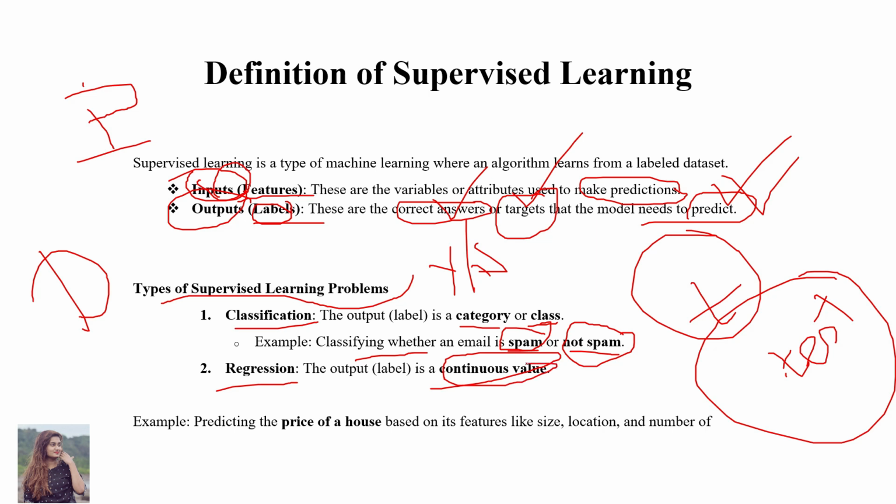Now the regression, where the output label is a continuous value. Continuous means, for example, predicting the price of a house based on its features like size, location and the number of rooms. That depends on the continuous value which is continuously increasing or decreasing. We have to remember the continuous value. Let's take the example I have told you before.